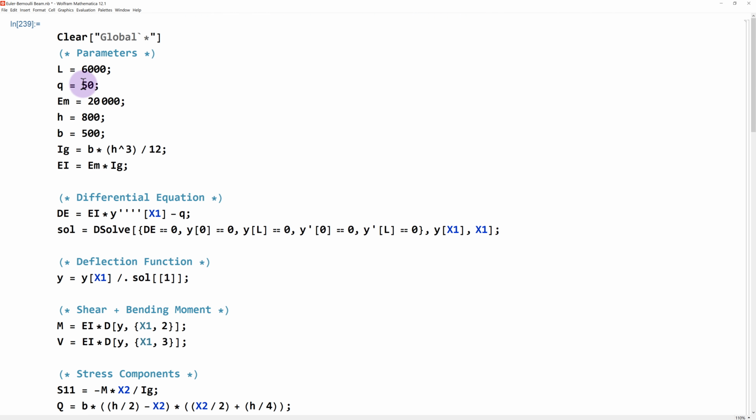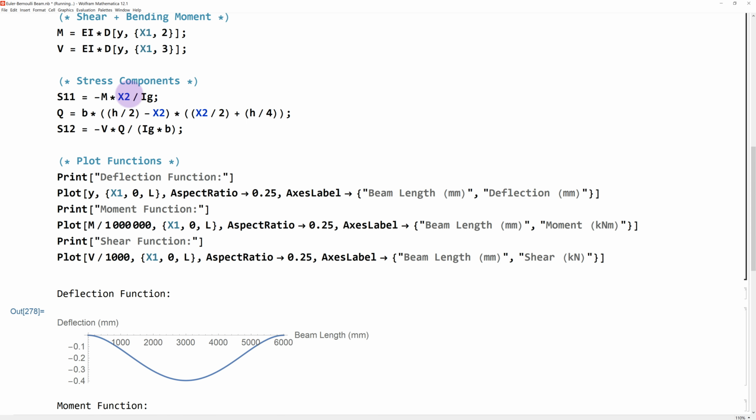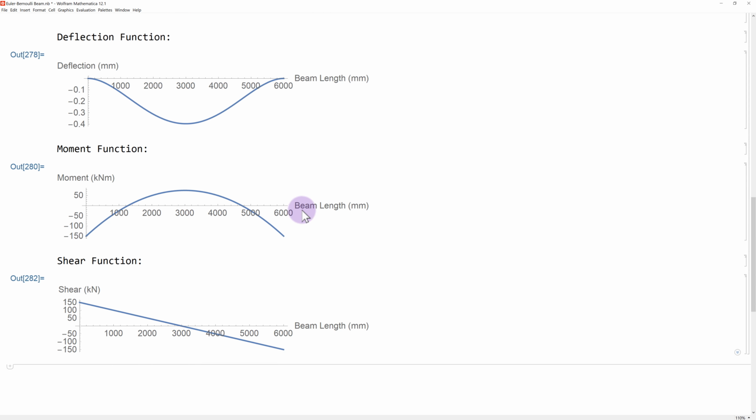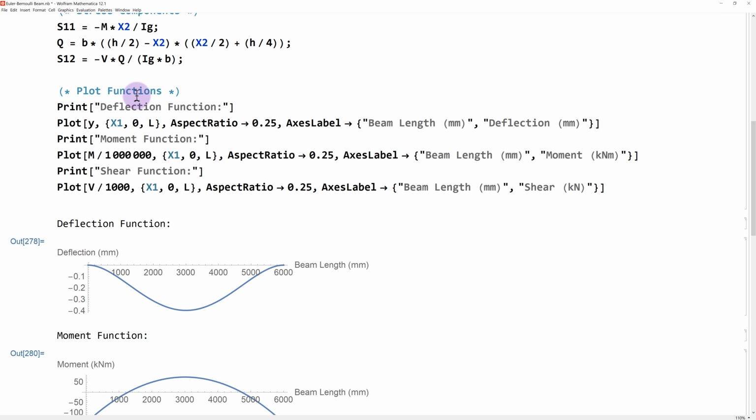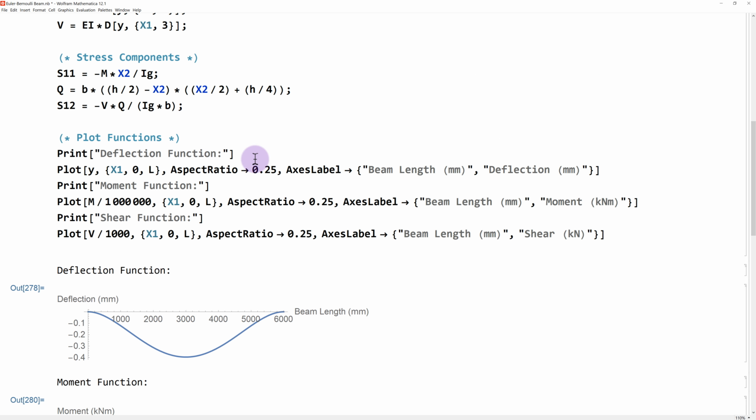Oh, it has to do with Q. Switch that back to negative, run it back. We are now good to go. All right, so those are the functions that are functions of x1.